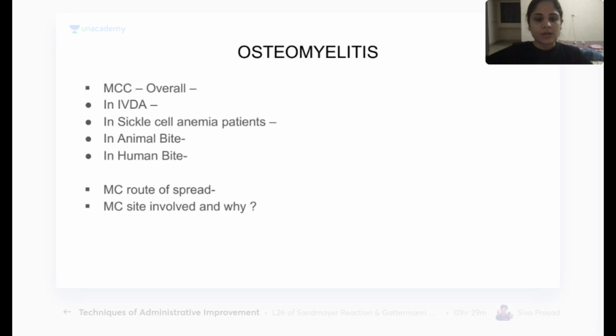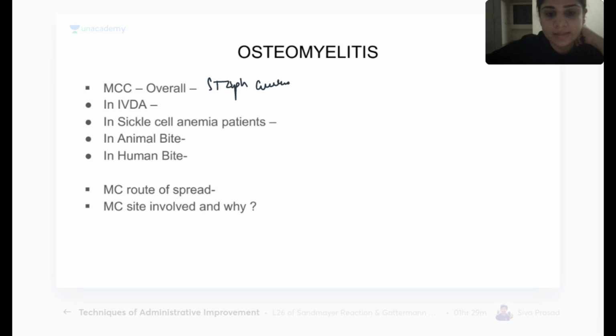Okay. Now let's go on to the next part, osteomyelitis, because we are seeing that the most common differential diagnosis is osteomyelitis. What is the most common cause overall? Most common bacteria causing osteomyelitis? Yes, it is Staph aureus. And in IV drug abusers, what is the most common organism? They ask this question many times. In IV drug abusers, in sickle cell anemia, in animal bite, in human bite, what are the most common organisms? Yes, very good. In IV drug abusers, it is Pseudomonas.